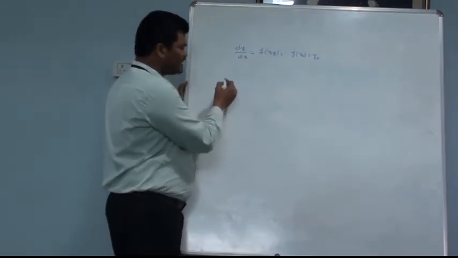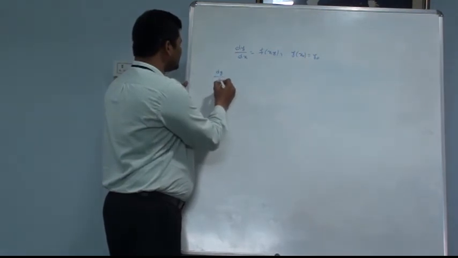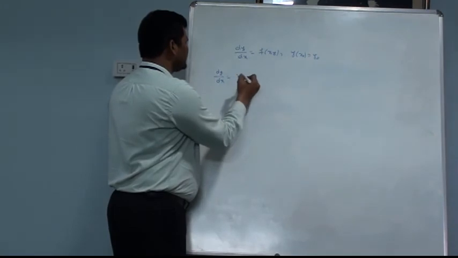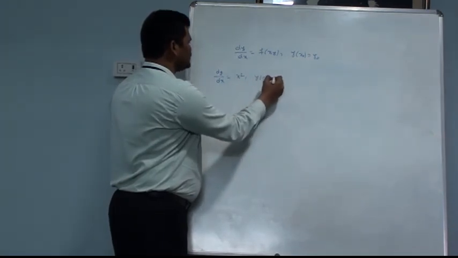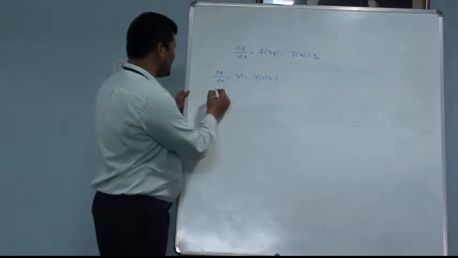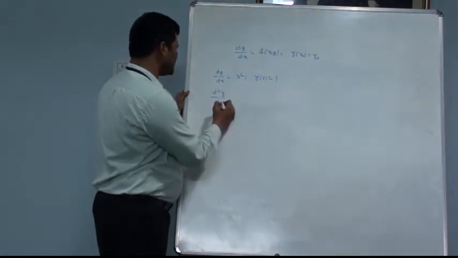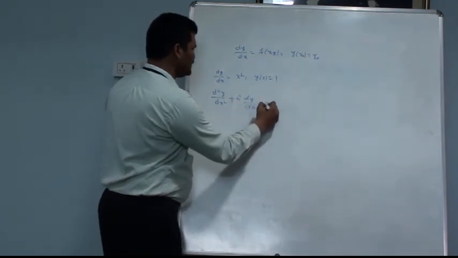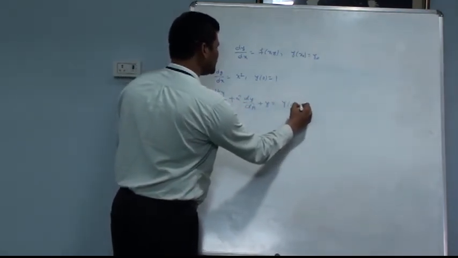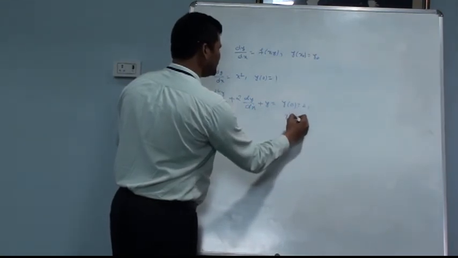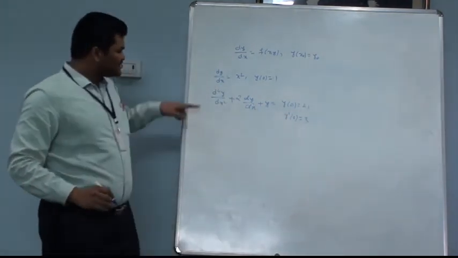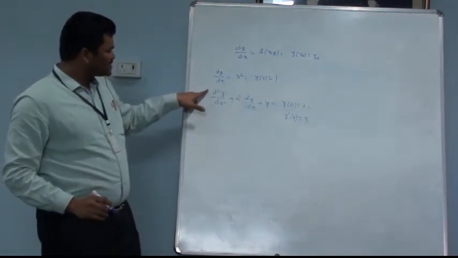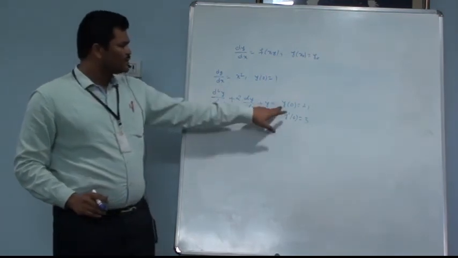Now I will take two examples. The first: dy by dx is equal to some x square, y of 0 is equal to 1. And we will take another example: d square y by dx square plus 2 into dy by dx plus y is equal to 0, y of 0 is equal to 2 and y dash of 0 is equal to 3. The first is a first order differential equation with one initial condition. The second is a second order differential equation with two initial conditions.